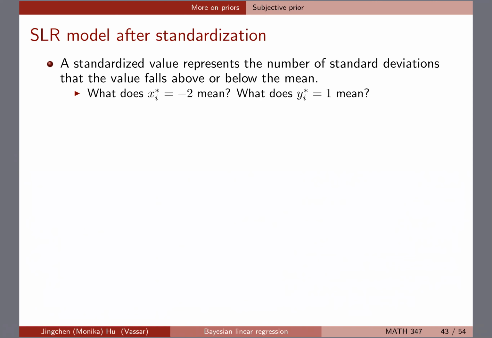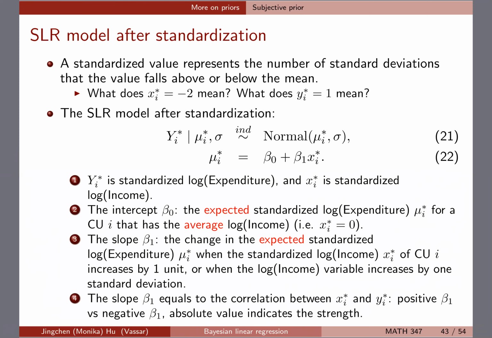As you can see, when you standardize, xi star and yi star first of all have different meanings. But more helpful here, after you standardize, I'm putting equations 21 and 22 here just to re-express the model. I'm still using the same parameters, beta 0 and beta 1. This is a little bit of an abuse of notation, but you know what I mean. I'm just working with the standardized outcome and the standardized predictor values now.